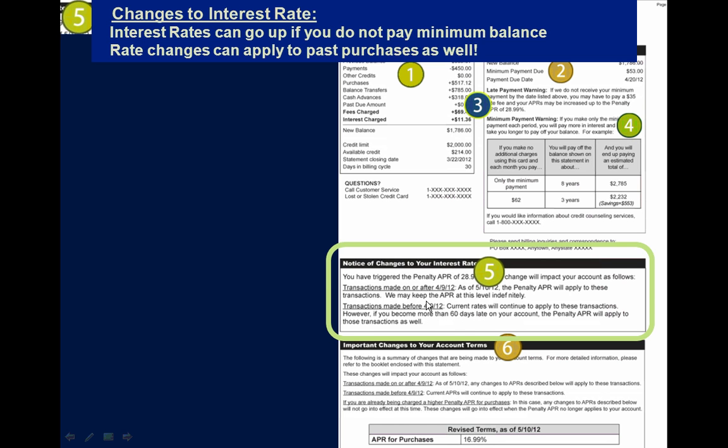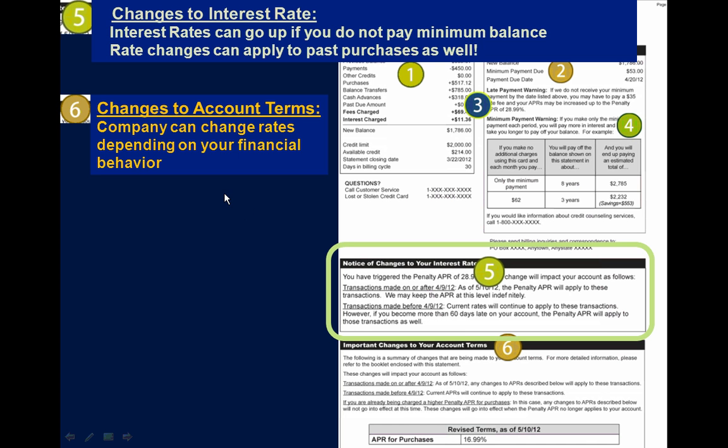They'll change it for past purchases. That's crazy. Stuff you bought 60 days ago is now going to be charged a higher interest rate than the interest rate was when you bought it. That almost seems unfair. Well, guess what? It's in your contract. You've got to read your contract. Changes to account terms down here. They'll explain to you what these changes were.